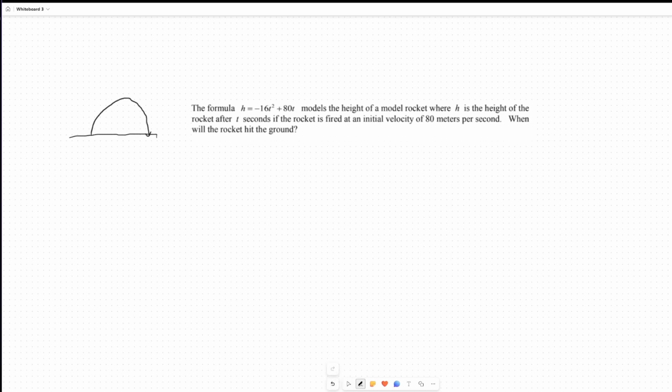So to figure out when it actually hits the ground, we have to make our height equal to 0. So we basically take this whole equation right here and just set it equal to 0. So I'm going to have negative 16t squared plus 80t is equal to 0. Now when you have two variables on the same side and equal to something, an alarm bell should go off because now we can complete the square. That's probably the easiest way to do this problem.